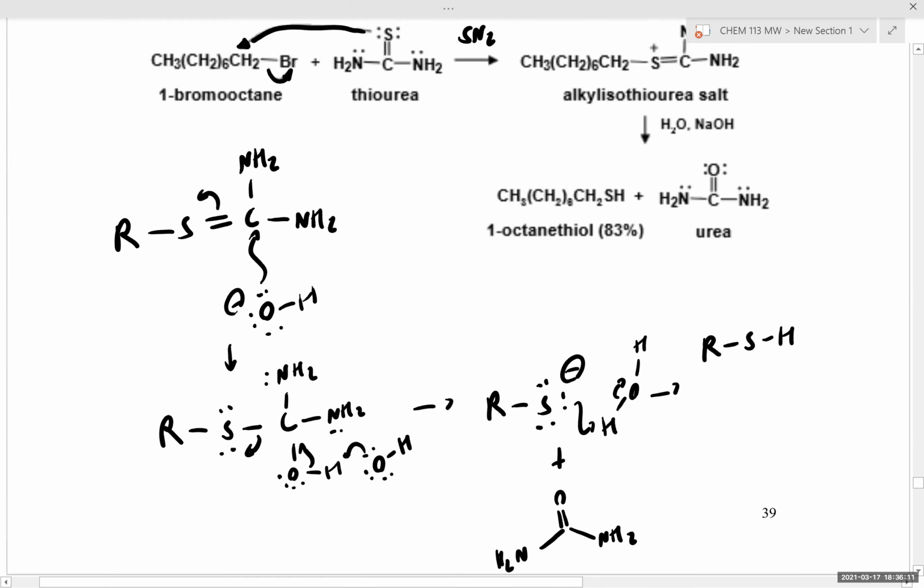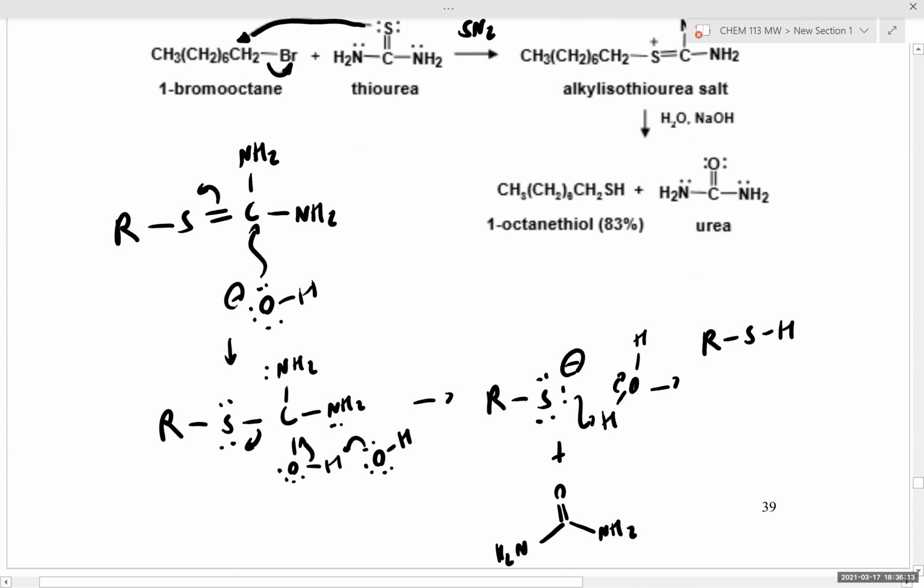Does this synthetic scheme make sense to everyone? And does everyone understand why going through thiourea is beneficial if we want to get monoalkylation and we want selectivity in our reaction?